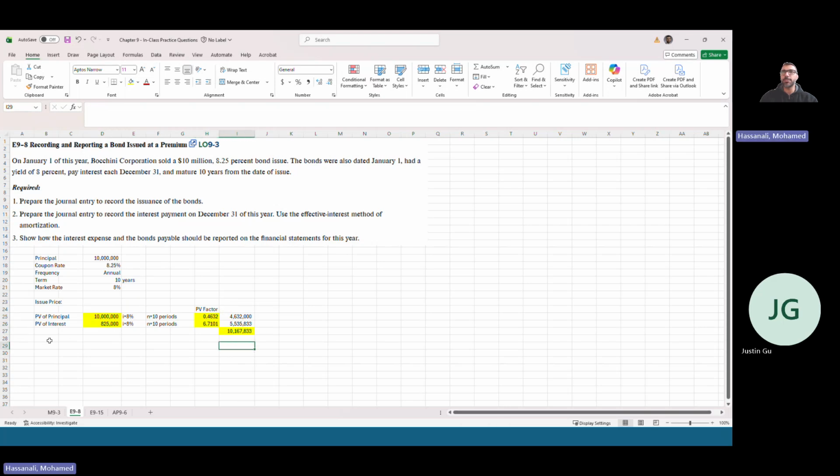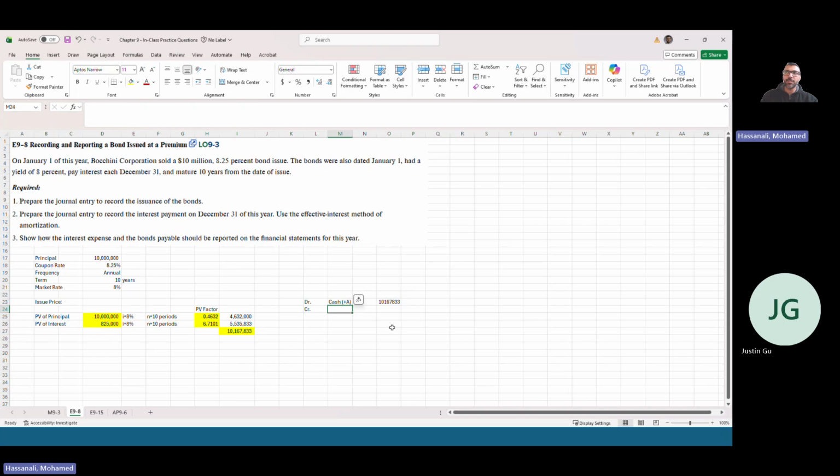Okay, so now it said prepare the journal entry. So when we're preparing this journal entry, we're simply saying debit cash, which is a plus asset. You don't need to write the plus asset when you're writing it in an exam, but just so you know the impact on the balance sheet.